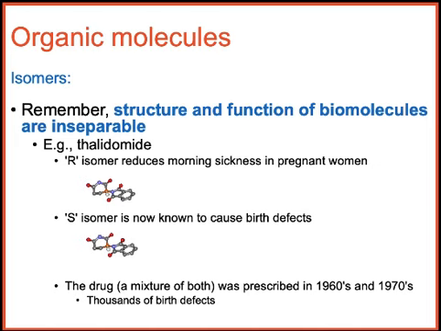Thalidomide over here, the R isomer, which is when the chiral center is turned one certain way, that R isomer reduces morning sickness in pregnant women. The S isomer is now known to cause birth defects. So that's crazy that just one turn of the molecule could mess up everything. The drug was prescribed in the 1960s and 1970s, and thousands of birth defects occurred. It's very sad.